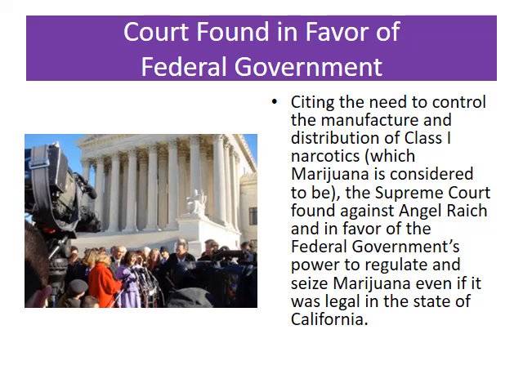The court found in favor of the federal government, citing the need to control the manufacture and distribution of Class I narcotics, which marijuana is considered to be. The Supreme Court found against Ms. Raich and in favor of the federal government's power to regulate and seize marijuana, even if it was legal in the state of California. Now, you may agree or disagree with this. We've seen a lot of states put in medicinal marijuana laws and even recreational marijuana laws, but you've got to remember that those laws are only good as long as the federal government doesn't decide to step in and enforce its laws.